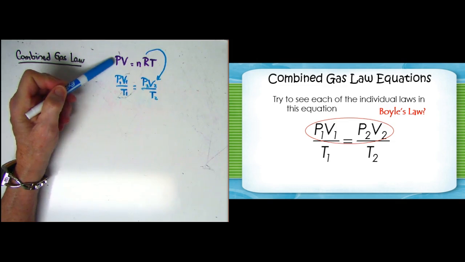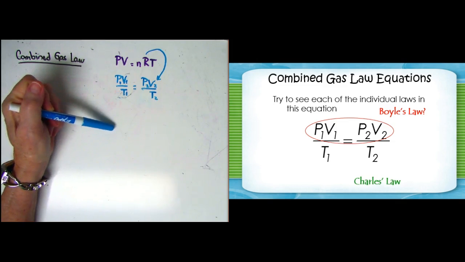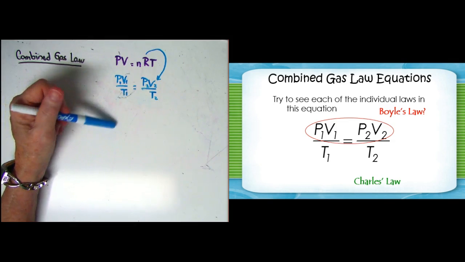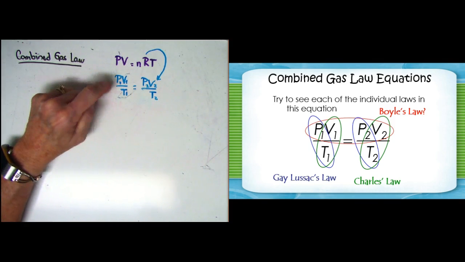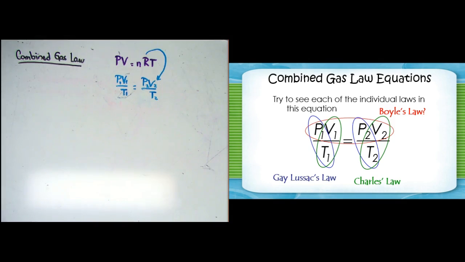All right? What about Charles' law? Charles' law is volume and temperature. And look at that: V1 over T1 equals V2 over T2. And then we have Gay-Lussac's law, which is pressure and temperature, and it's right there. So every one of these laws fits from the ideal gas law. We can use it in the combined gas law, and it just makes sense to know how they all relate to each other.